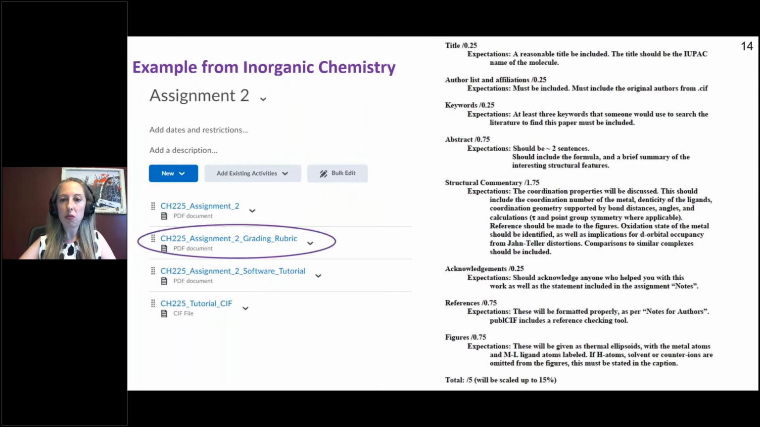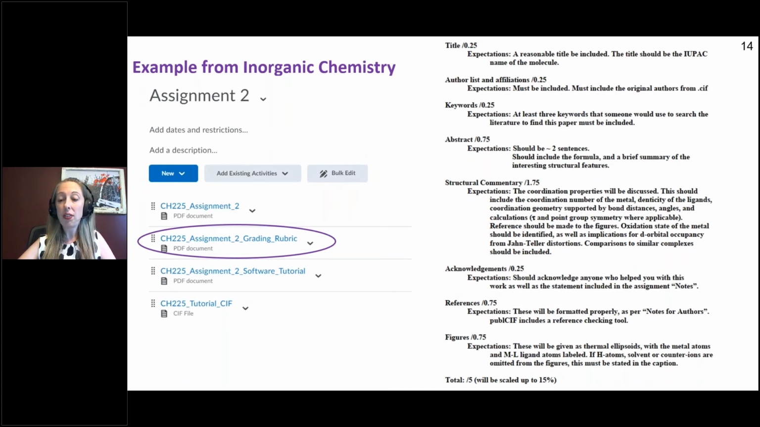And if we look to the rubric that was provided for each of them, you'll notice that there were marks associated with the title, author, affiliation, keywords, but in the structural commentary, the structural description that you would still include if you were going to do an IUCr rapid data communication, the expectations were that the coordination number will be discussed. It should include the coordination number of the metal, denticity of the ligands, coordination geometry supported by bond distances, angles, Addison's tau value, point group symmetry.